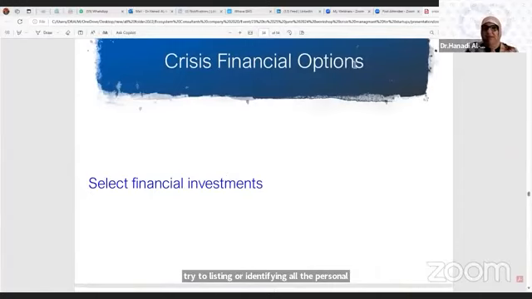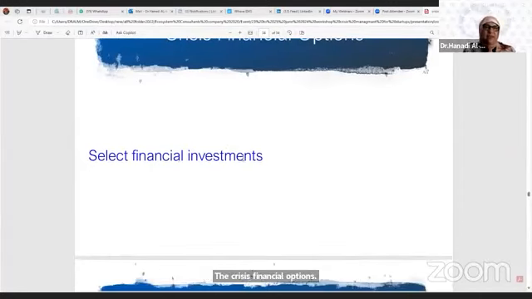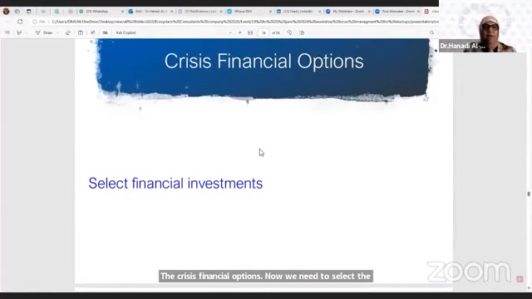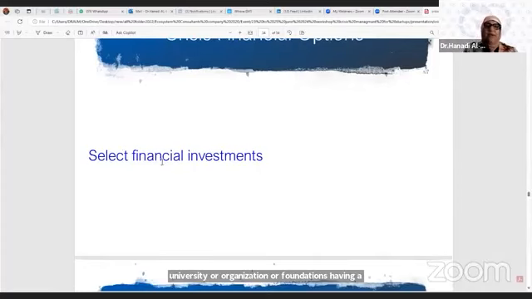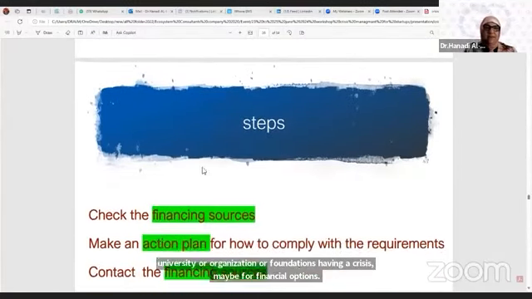The crisis financial options. Now we need to select the financial investment. Maybe the problem or the crisis for the company or for startups or inventors or for the university or organization or foundations is a crisis, maybe for financial options. Then we need to select the financial investment.